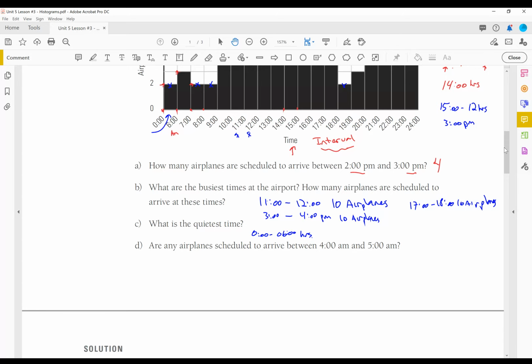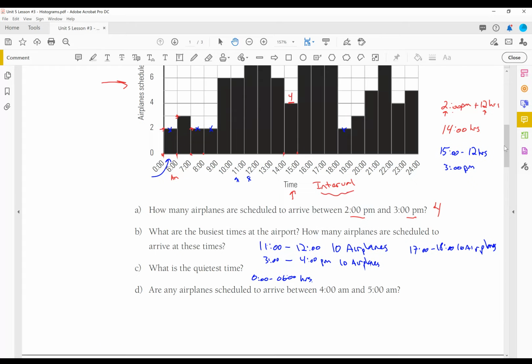And D says, are any airplanes scheduled to arrive between 4 a.m. and 5 a.m.? Well, we just kind of talked about that section of time. We don't know specifically if they're going to land between 4 and 5. We know they're going to land between midnight and 6 a.m. So the answer is there could be 2 planes. However, we are not sure.